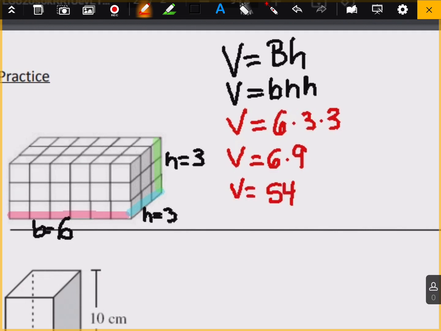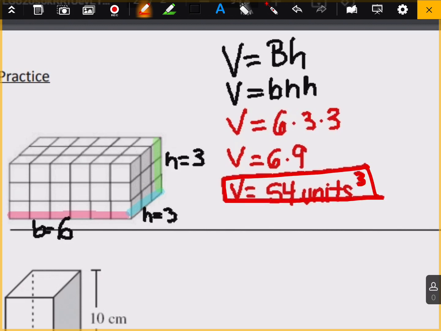So one thing I want you to understand is that when it doesn't tell you what the units are, inches, feet, meters, miles, we're going to refer to it as units because we don't know. We don't know if those are an inch or 2 miles wide. So units, and then because we, again, multiplied 3 values of the same units together, it's going to be cubed. So there's going to be that 3 behind the units.